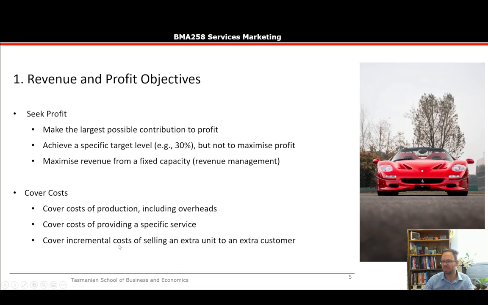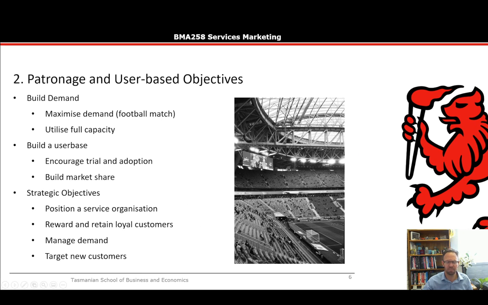Cover incremental costs of selling extra service to extra customer. Now this is of course the economic approach to it, marginal, the extra unit for extra customer, which is a lot better, but then we get into more of a dynamic pricing model where we're looking at marginal costs and marginal benefits rather than just going, well, this is how much it costs and we're going to put a margin on top of that. So already in the first revenue and profit objectives, you can see you got some simple ones and you got some more complex, more sophisticated approaches and objectives to managing pricing.